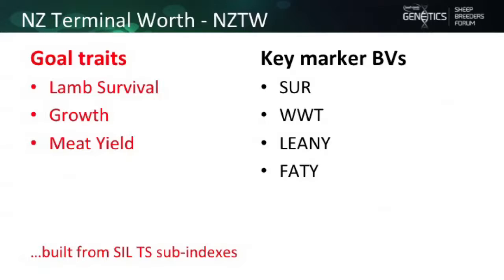If we look at the equivalent thing for terminals, we've got a smaller set of traits that define the animal, we believe, in all situations. Survival, growth and meat yield. We've got an extra BV here because we think, with the meat yield in the meat sheep, we need to look at both lean yield and fat yield.